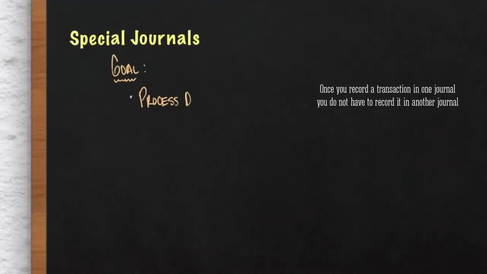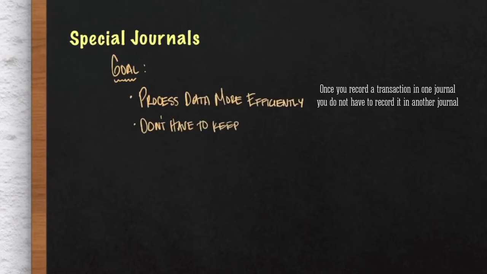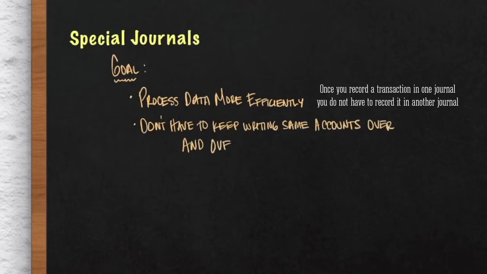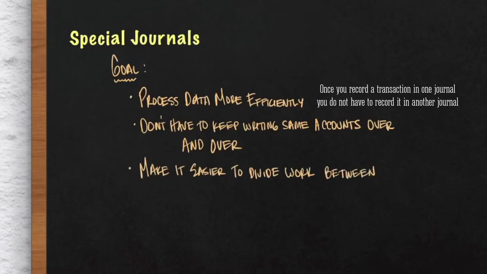The goal of special journals is to process data more efficiently. More specifically, you don't have to keep writing the same accounts over and over again. It's transactions that are very similar to each other that debit or credit the same account. And it makes it easier to divide work between journalizing and posting.